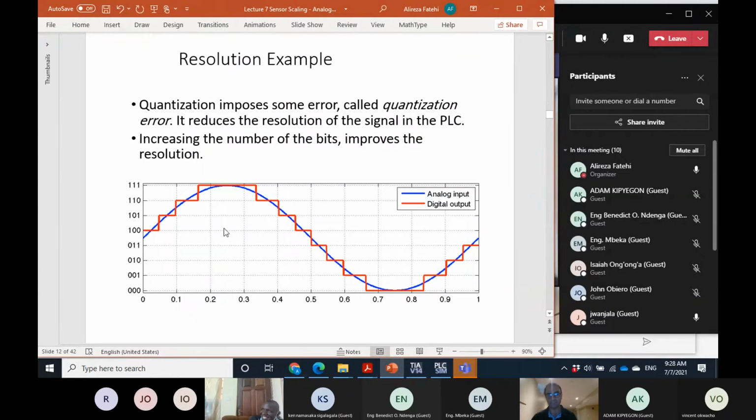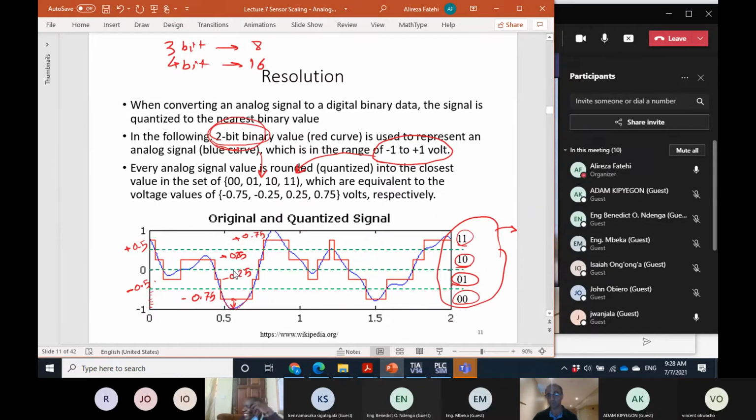For example, if it is 16 levels, and this time again -1 to 1, you see that this blue signal can be represented by these red signals, and the difference is much smaller than the previous one. We have 8 different distinguished value levels compared with 4 distinguished levels. So the quantization error reduces by a factor of 2 as you increase the number of bits one by one.